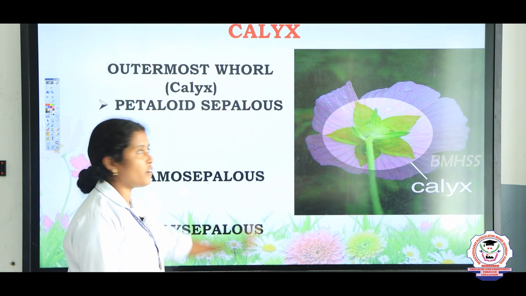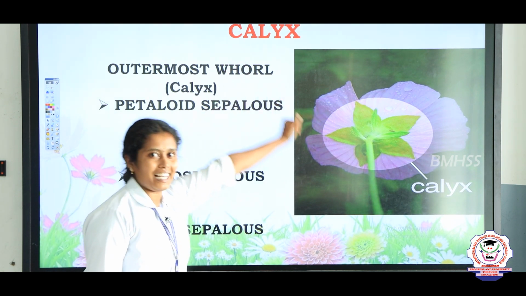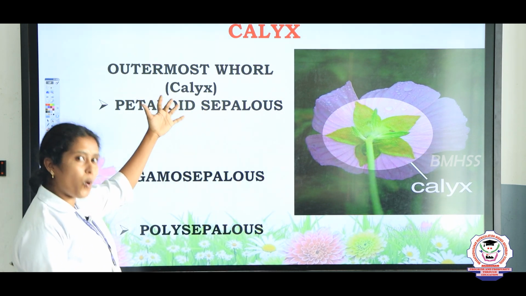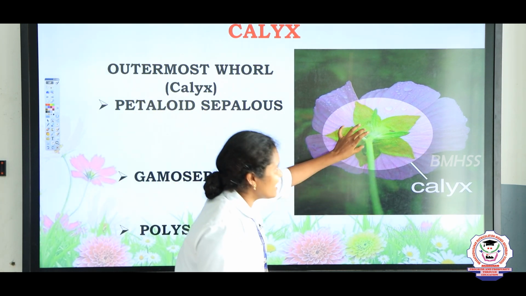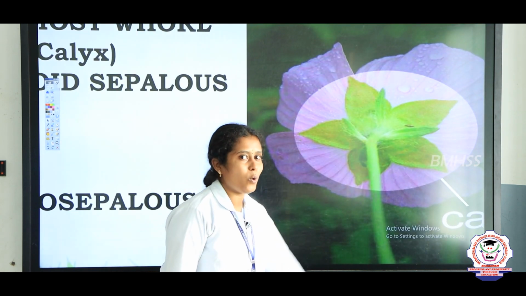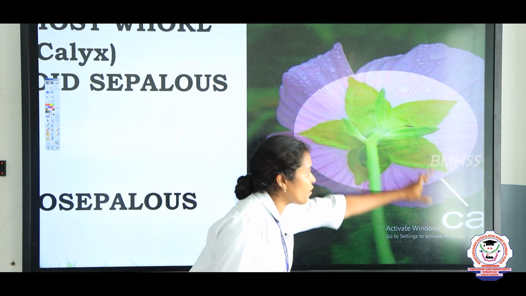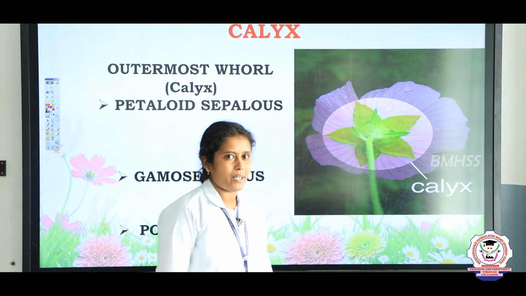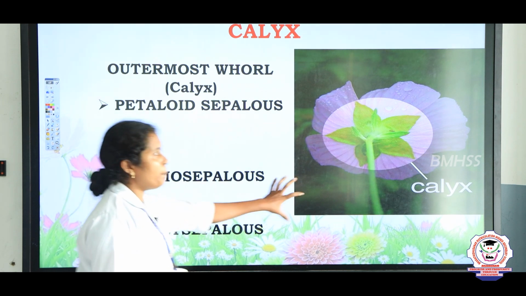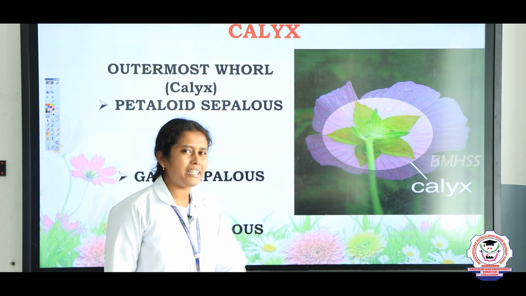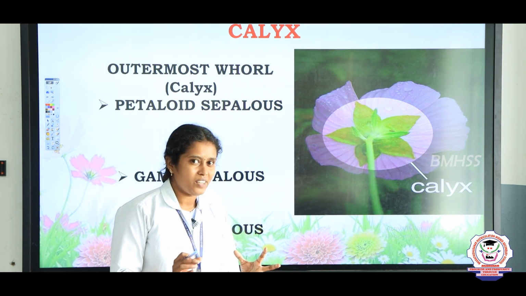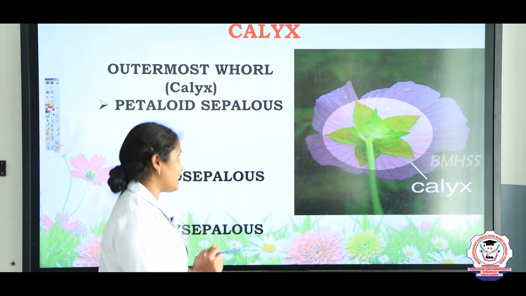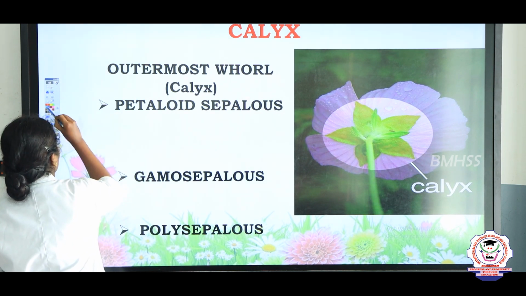Let's see the first floral part, that means calyx. What is meant by calyx? It is the outermost whorl of the flower. See here, this is the outermost whorl of the flower. And each member of the calyx is called a sepal. Sepals are usually green in color, but in some flowers they are colored, so they look like petals. That type of sepals is called petaloid sepals.